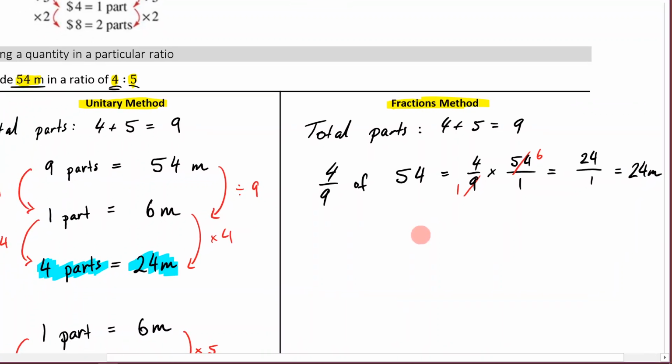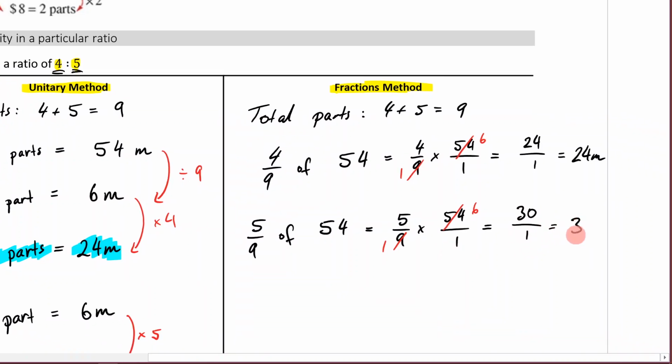And now I need to find out, for my 5, what is 5/9 of 54. So to answer this, I go 5/9 times 54/1. I then do some cancelling. So I'm going to go 9 divided by 9 is 1. 54 divided by 9 rather is 6. And then I'll grab another color. Times my numerators. 5 times 6 is 30. 1 times 1 is 1. So I'm going to end up with 30 meters. And as you can see, I'm going to end up with 24 meters. And I'm also going to end up with 30 meters.